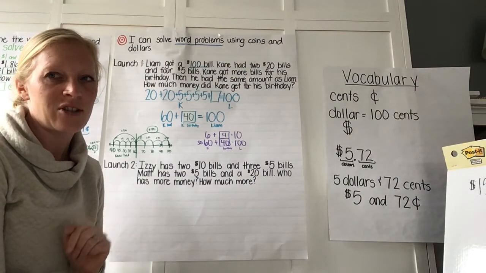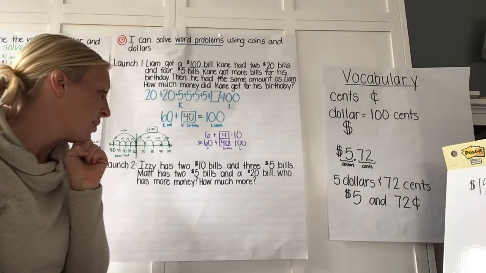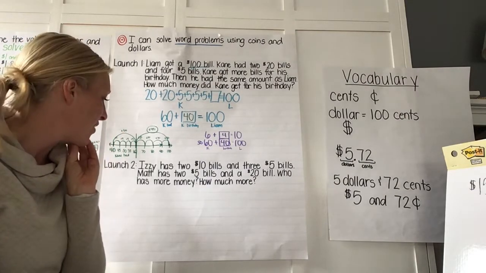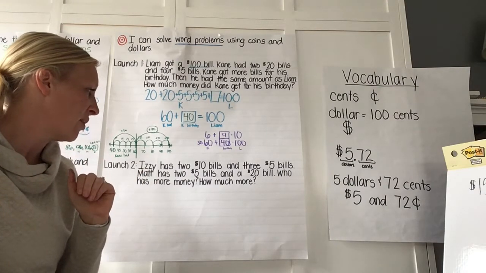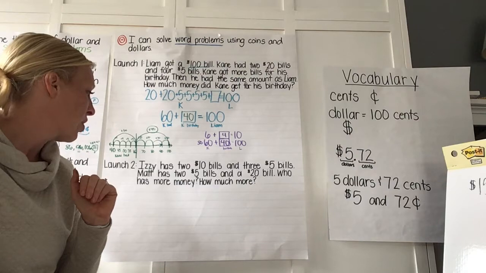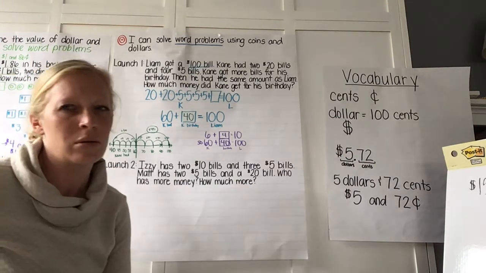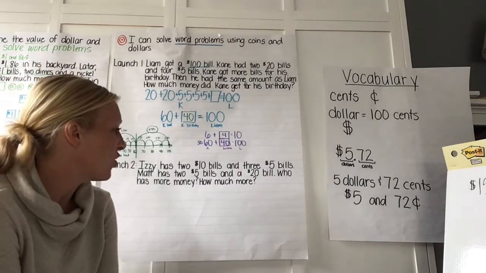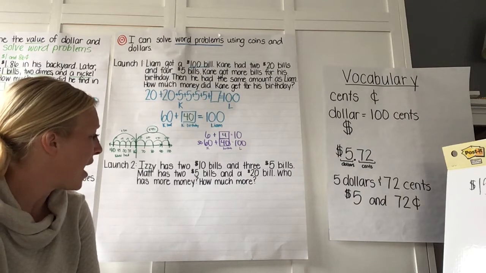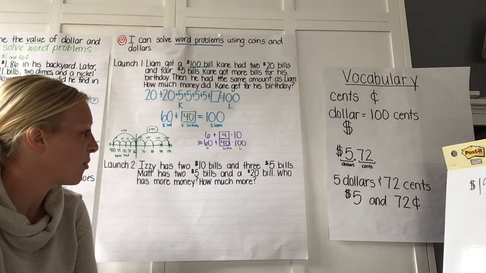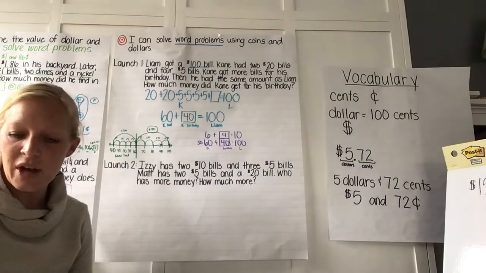See, that next one challenges us a little bit more. Izzy has two $10 bills and 3 $5 bills. Matt has two $5 bills and a $20 bill. Who has more money and how much more? Ooh. Izzy has two $10 bills and 3 $5 bills. Matt has two $5 bills and a $20 bill. Who has more money? How much more? What do we already know?